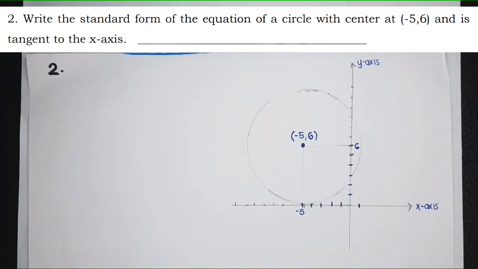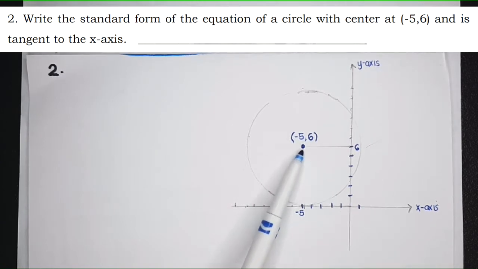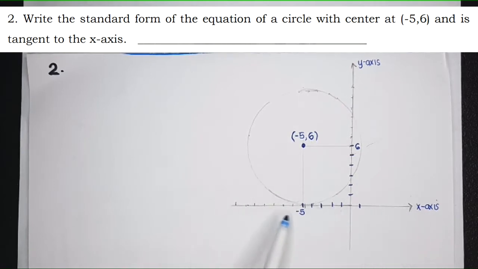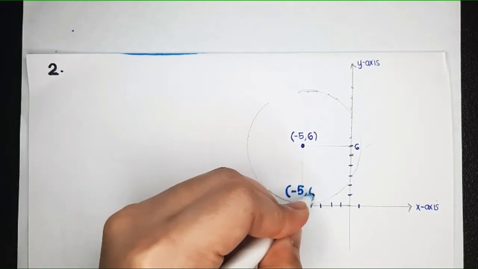For number 2, we're going to write again in standard form the equation of a circle with center at negative 5, 6 and is tangent to the x-axis. This means the circle touches the x-axis at exactly 1 point. To answer this number, it's better if you make a sketch of the circle. You find the center, it's negative 5, 6, and then make sure that you draw a circle touching the x-axis at exactly 1 point. And this is how it will look. What is the point it touches on the x-axis? Here. The coordinates are negative 5, 0.